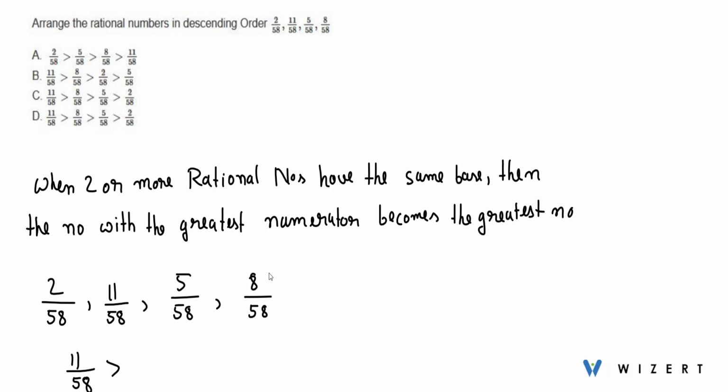Now next comes 8 upon 58. So 8 upon 58, after that 5 upon 58, and finally 2 upon 58 has the least numerator among all the numbers, so it will be given the least priority. So this will be our required final answer.